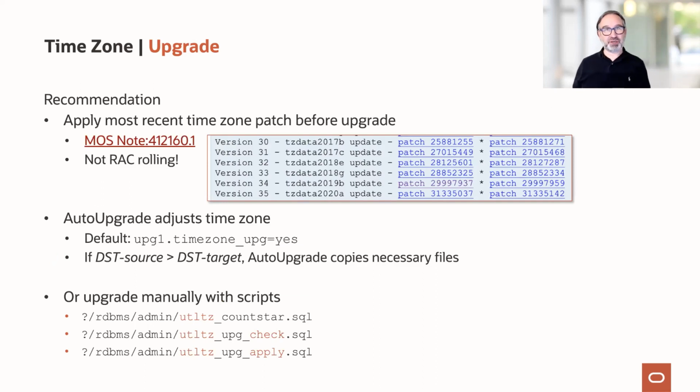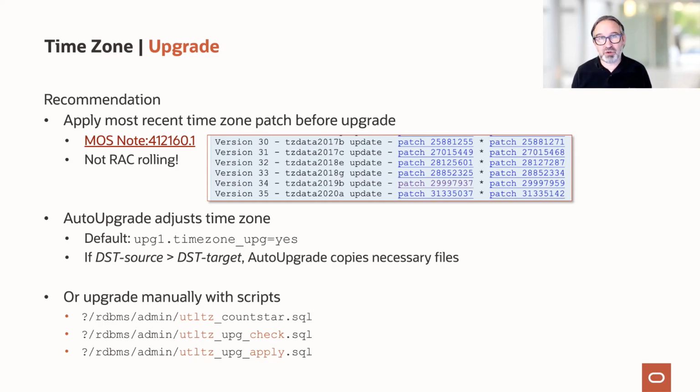But where do you find the patches? Where do you find time zone patches? This is the most known note, 412160.1. Scroll down, it's a very long note. So you scroll down a lot until you find the table with the time zone patches. You click on a link, you download the time zone patch for your release: 19c, 18c, 12.2.0.1, whatever. Be aware, time zone patches are not rolling installable.